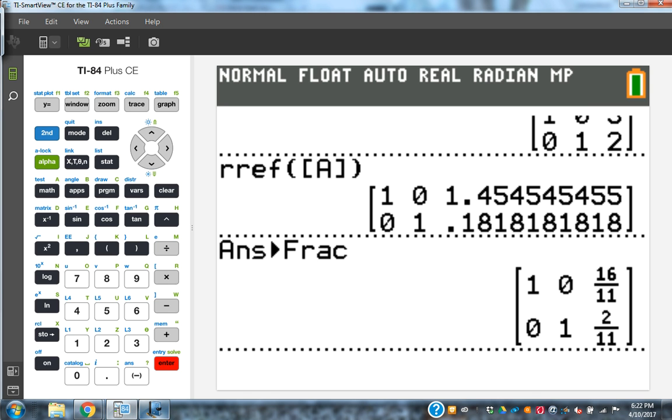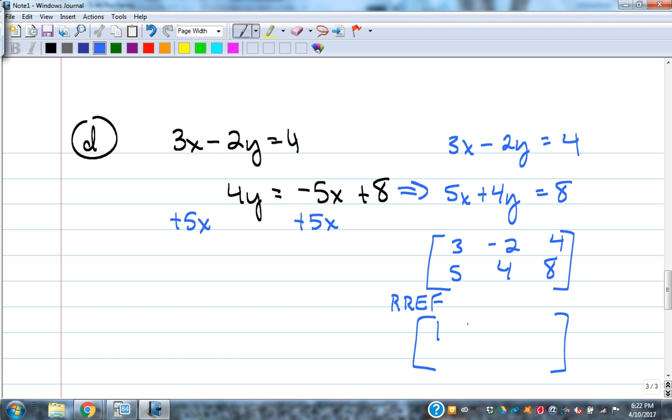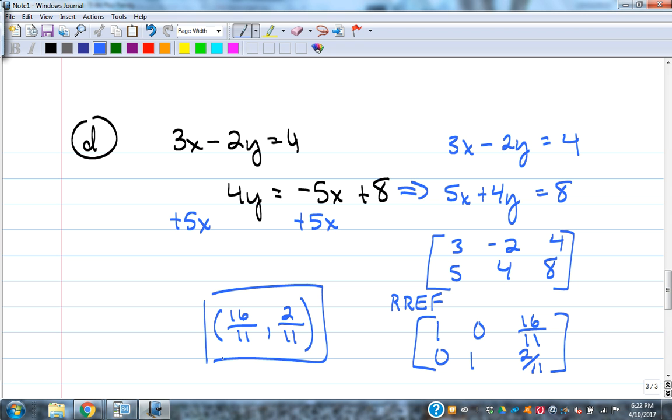And y is, yeah. So the ordered pair, 16 over 11, 2 over 11. And most of the time you're going to see answers in an ordered pair or ordered triple form when we get to 3 variable systems. Always going to be looking that way. Okay. All right.